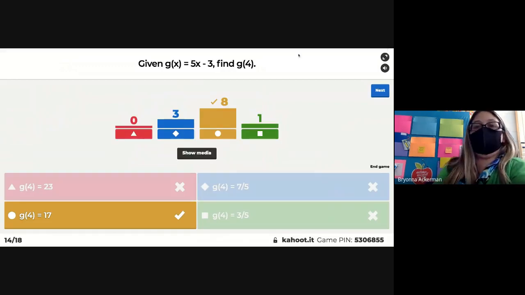Okay, the input is 4, you guys. So I'm putting 4 in for x. 5 times 4 is 20 minus 3.